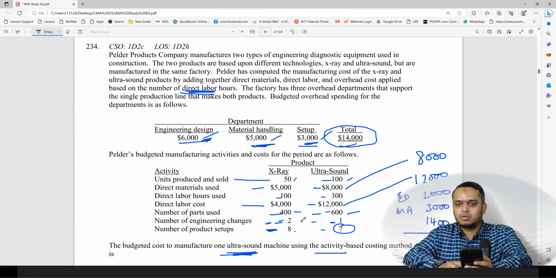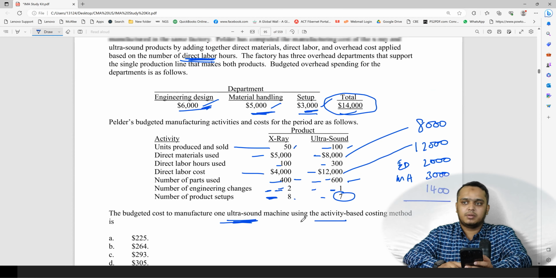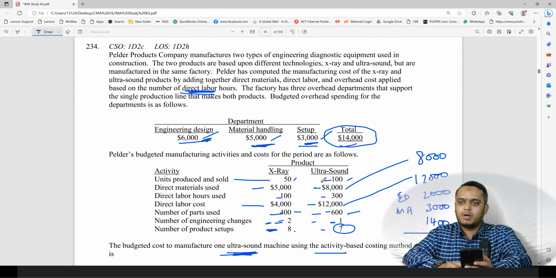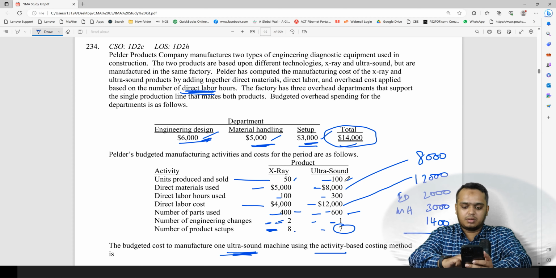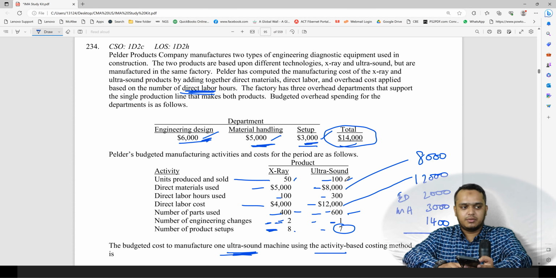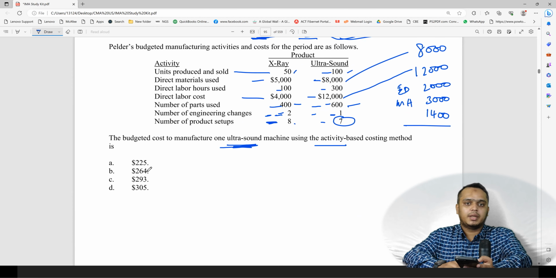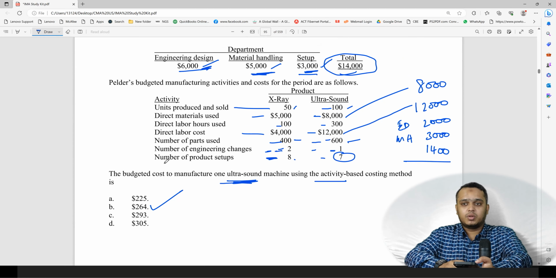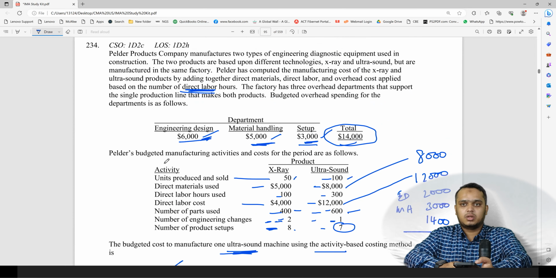Now, what is he asking? Cost to manufacture one ultrasound machine. So I can total this cost and then divide it by 100, because I have produced and sold 100 units. So 8,000 plus 12,000 plus 2,000 plus 3,000 plus 1,400 is equal to 26,400, divided by 100. It gives me 264. And yes, 264 is the answer here. So this was one question based on activity-based costing.